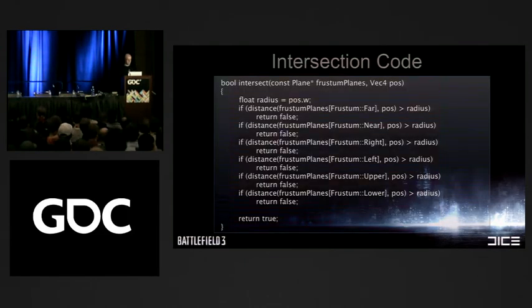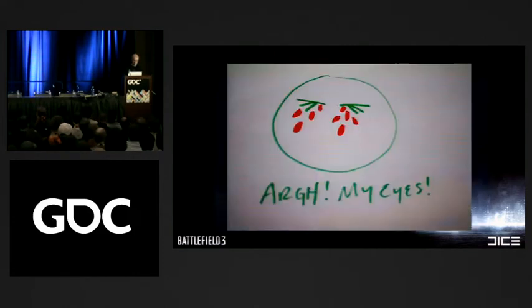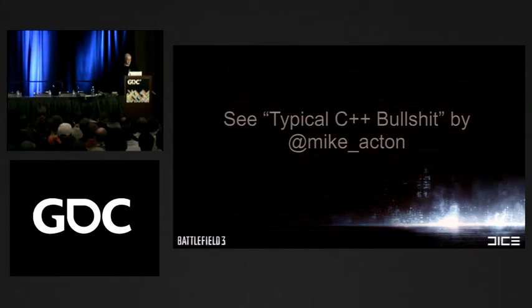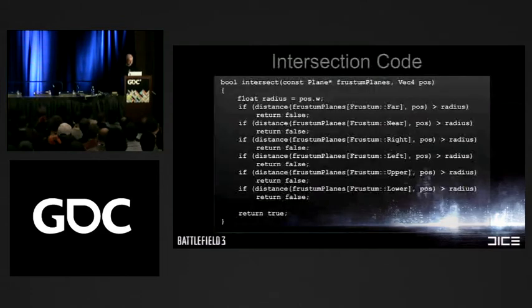So here's an example of how intersection code could look. And what you should do, when you see code that looks like this, is do like Mike Acton and be like this. You can look at Mike's somewhat ranty talk about this, and it's really good. You should check it out. I will do my own smallish version of it.